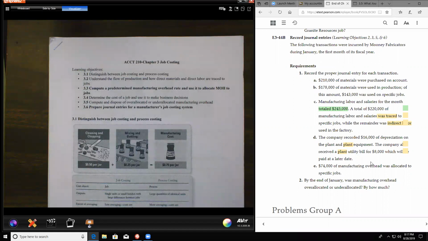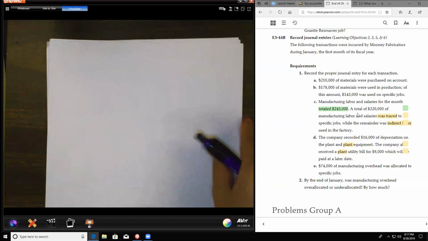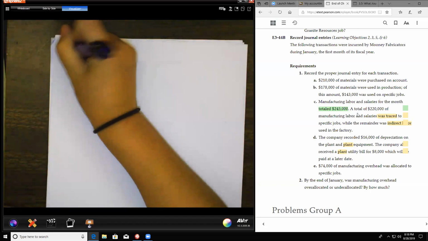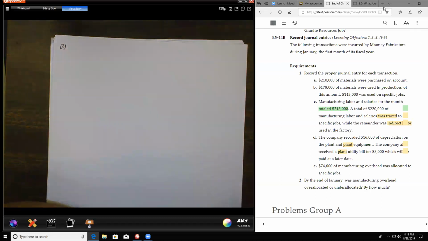I'm sorry, I highlighted some numbers. So let's read this question and then I do my work here to show you step by step. First, it asks you about all the journal entries for transaction A to transaction E. So we write transaction A, we said you bought the material on account.